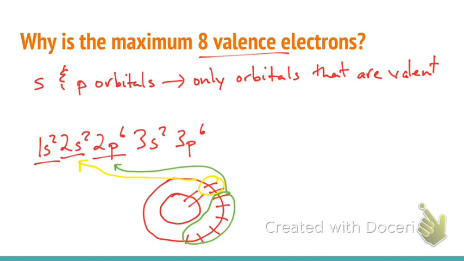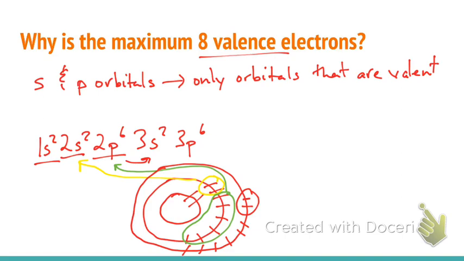Now, our next one is going to be the 3s, right? So here's my 3s2, and my 3s2 has 2 electrons that are valent. Now, what I have circled in green and yellow are no longer my valence electrons. Why? Because I now have a third shell, or a third energy level, which is higher. So now these are my valence electrons. I have 1, 2, 3, 4, 5, 6. That's 3p6. So currently I have 8 valence electrons in my third energy level.